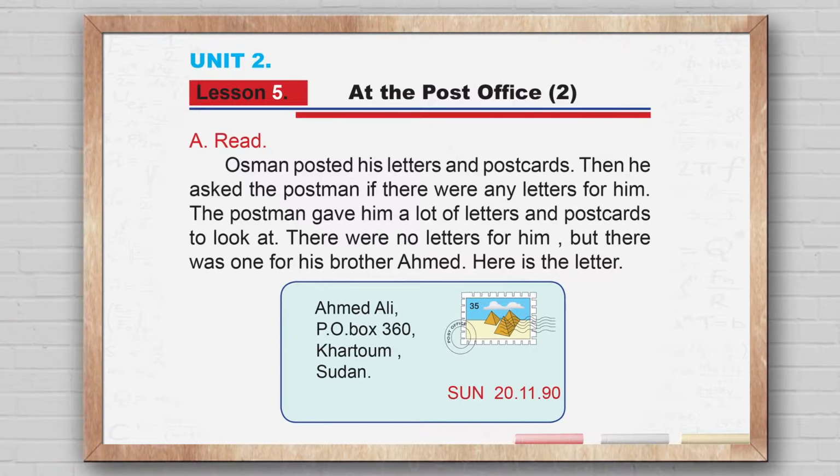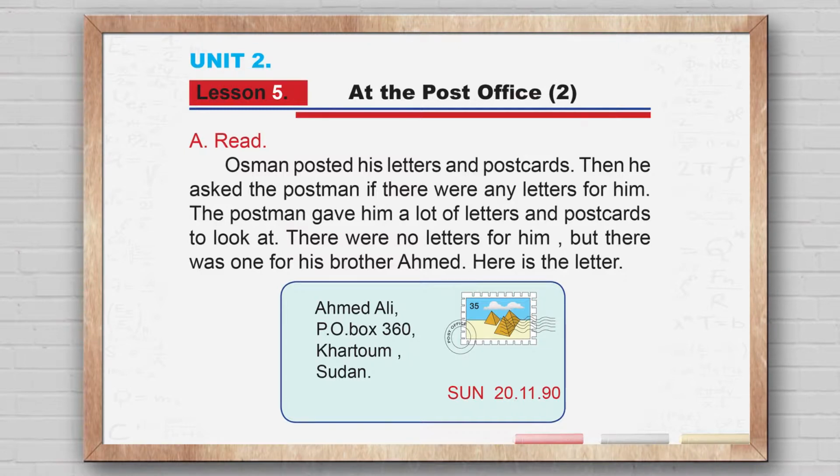Read. Usman posted his letters and postcards. Then he asked the postman if there were any letters for him. The postman gave him a lot of letters and postcards to look at. There were no letters for him, but there was one for his brother Ahmed.